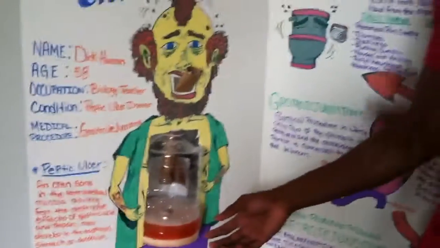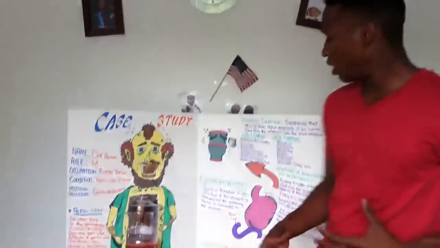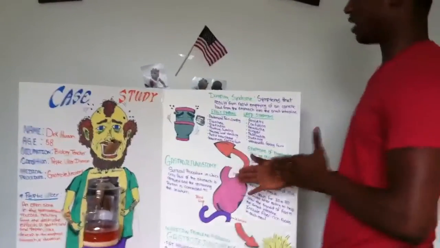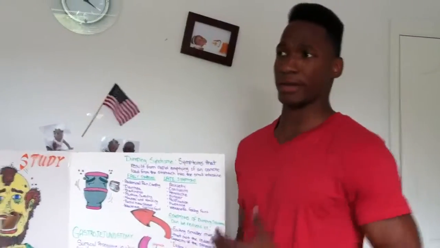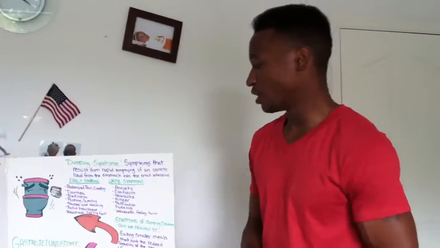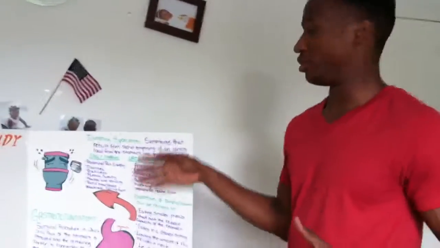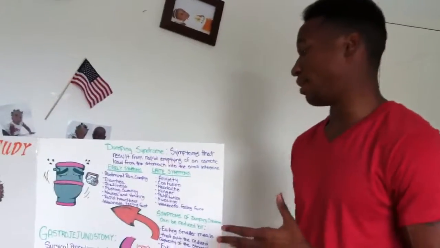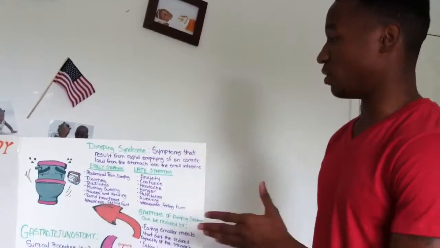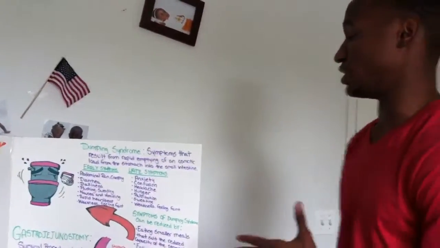Basically, the destruction within the stomach or within the walls of the mucosa, with acidic juices simply tearing away in the stomach. The gastrojejunostomy resolves it, but you pay a hefty price because of the surgery. There's a high chance that you will experience dumping syndrome. Dumping syndrome is symptoms that result from rapid emptying of the osmotic load from the stomach into the small intestine.